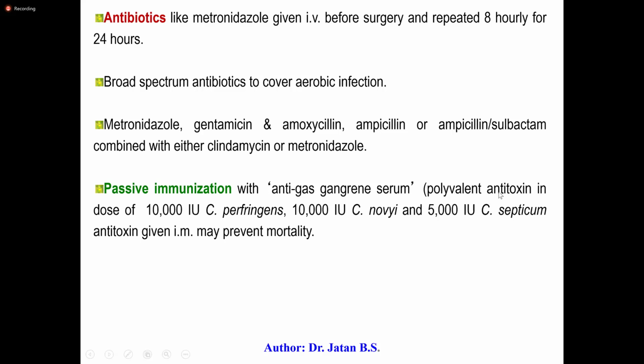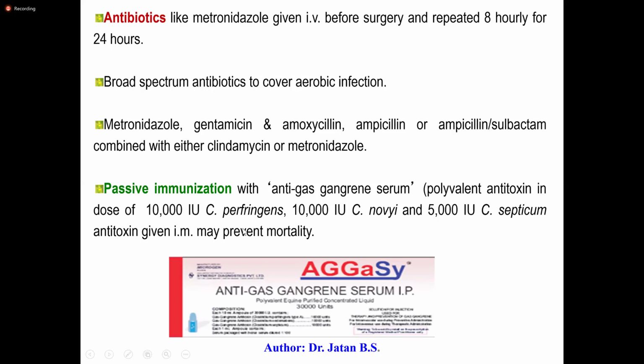It is a polyvalent antitoxin in a dose of 10,000 international units Clostridium perfringens, 10,000 international units Clostridium novyi, and 5,000 international units Clostridium septicum. So this antitoxin or anti-gas gangrene serum covers all three kinds of bacteria, which can be harmful to the patient. If you give this anti-gas gangrene serum, it can be life-saving. It is given intramuscularly, and it can save the life of the patient because the antitoxin can neutralize the toxin.